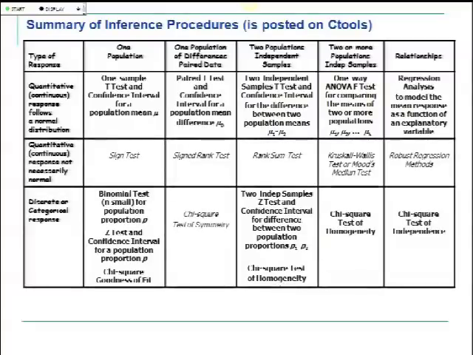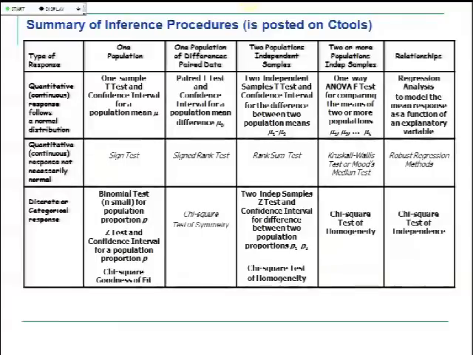Here's a nice chart. It's up on CTools for you. Everything that's in bold is something you've done in this class. The things that are in italics are things we didn't get to. It lays it out by having the rows designating what kind of data you have. Is it quantitative or categorical? Quantitative at the top, categorical at the bottom.